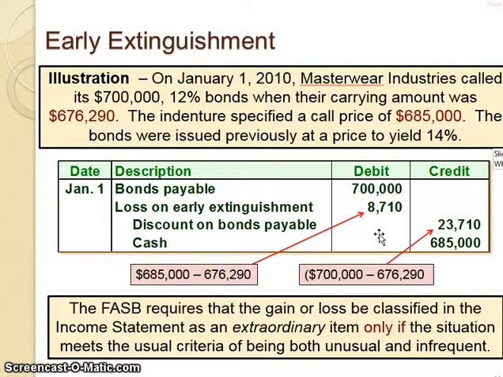It's just a matter of that you may want to pay this off early. You might have money that's laying around, and you might want to make your debt ratios look better to future investors. So it's something that a company may want to do.